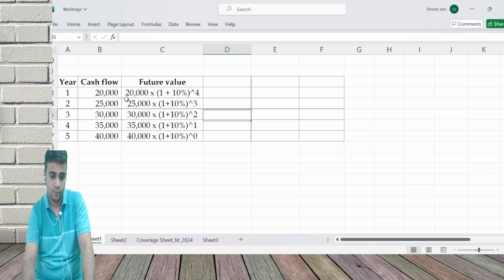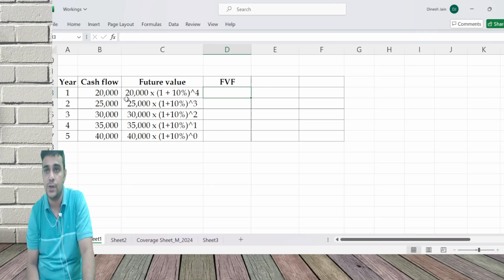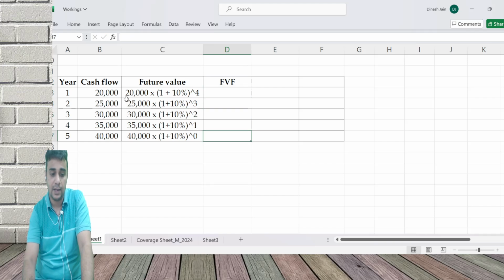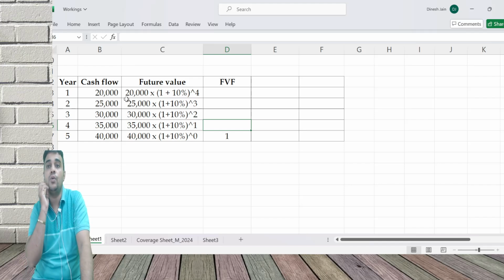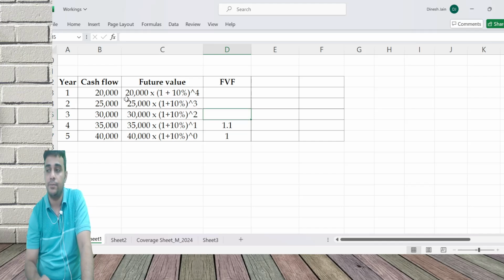Now we call this the future value factor. In the calculator, listen, do 1 into 1.1. You will get the same number, but do 1 into 1.1. Again do into 1.1. 1.33. Again do into 1.1.